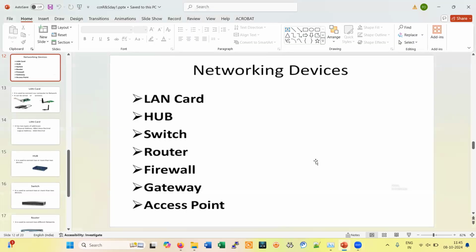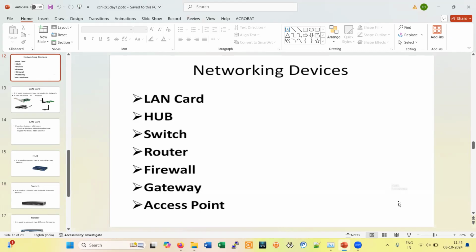Hi guys, good afternoon. Today we're gonna discuss networking devices. There are different types of devices, so we'll discuss them one by one.